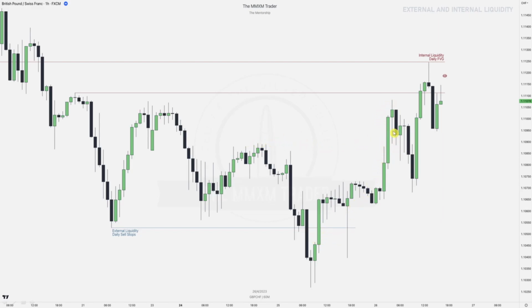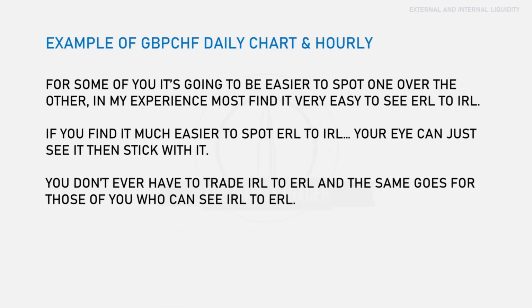Where are we going next? Back to internal, right? Fair value gap down here. And then we're going to go for external again, which is this daily fair value gap. So we went to external on a 1 hour chart, and on the daily it's an internal range. So for some of you it's going to be easier to spot than for somebody else, but in my experience I found it easiest to see external range to internal range first.